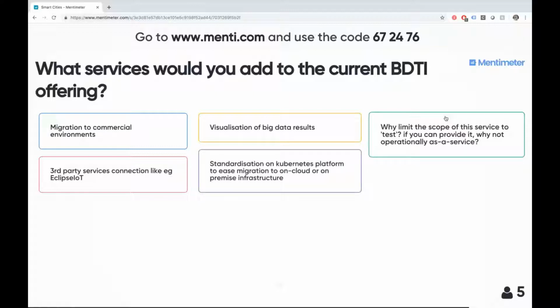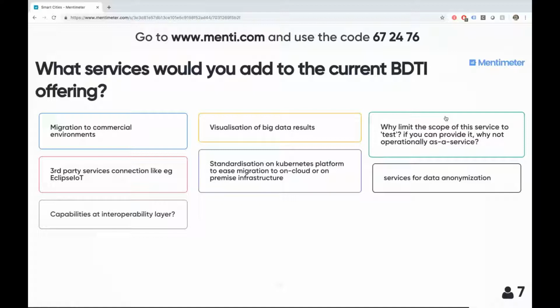Third-party services connection. Yeah, coming back to the test question, of course, I would mention that, like I said, there is a limited budget from CEF, which is sufficient to run the use cases, but we need to take into account that if we run them operationally, it's out of the budget of CEF. Okay.